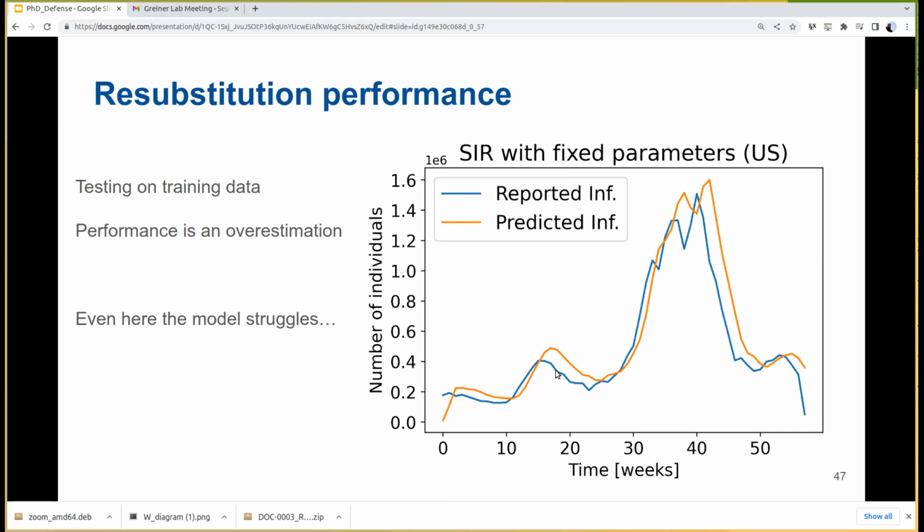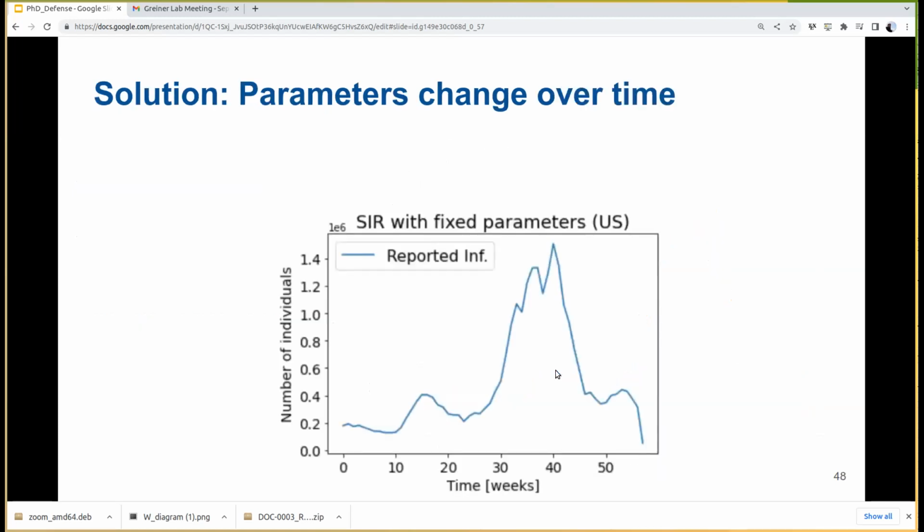So even when we are testing on the same training data, the model is struggling to actually make accurate predictions. Remember, this should be an overfitting case, which means that the predictions should be very close to what actually happened, which is not happening here. So now the solution that we proposed goes into different stages. Stage number one is to change the parameters over time.